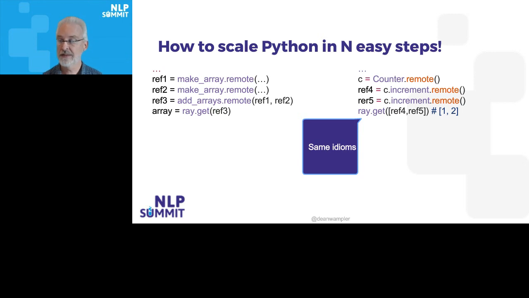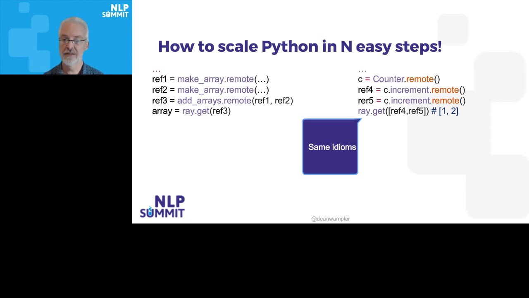We create one of these actors with .remote. We call the methods increment with .remote. And then it turns out if you look at the references and you can pass an array to ray.get, you'll get 1 and 2 back. Again, we started at 0, we called increment twice, and each of these references will hold the values after the call returned, which will be 1 and 2. Anyway, that's most of the API right there.